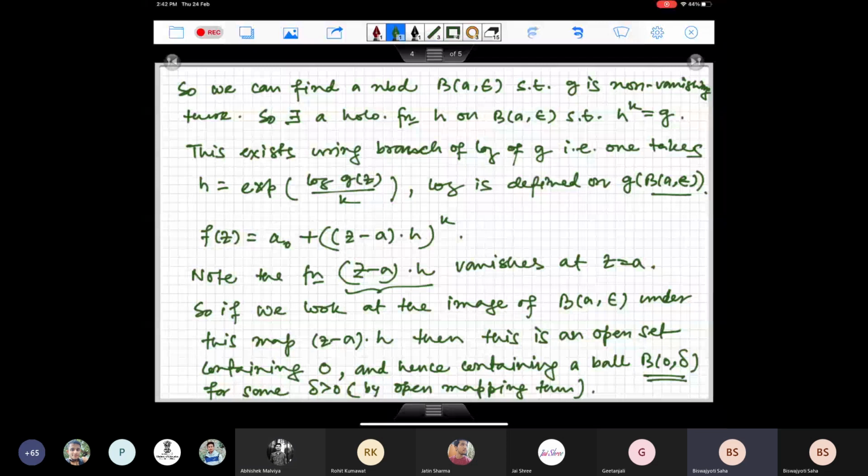Yes, sir. Any point that I take, for that I am going to get a pre-image. Remember here I am going to use k is bigger than 1 at a very subtle point. So for every point in this ball I am going to get a pre-image. So what are the points that I am going to take?